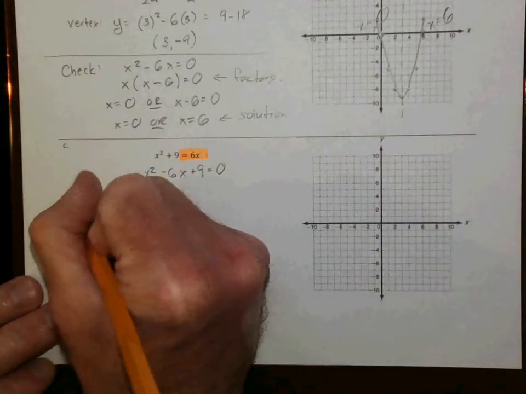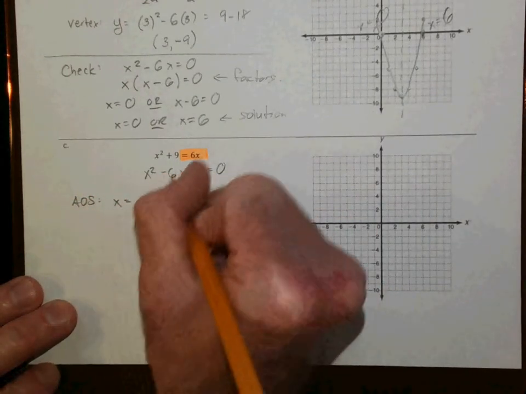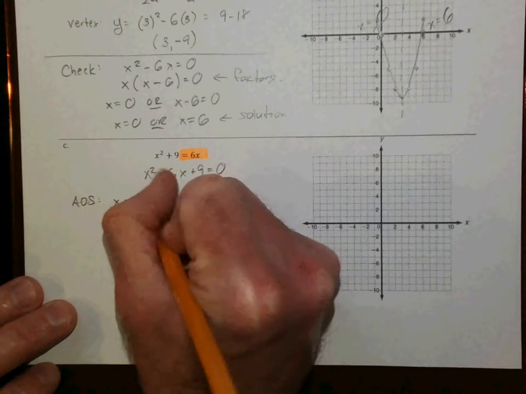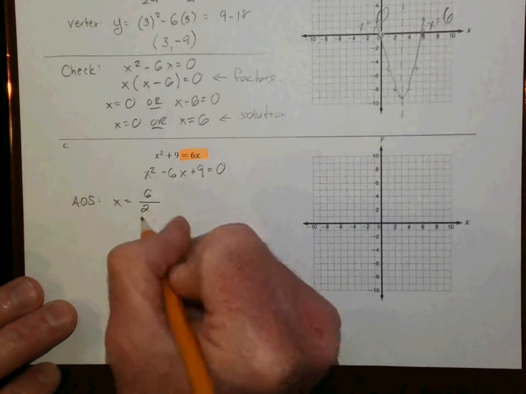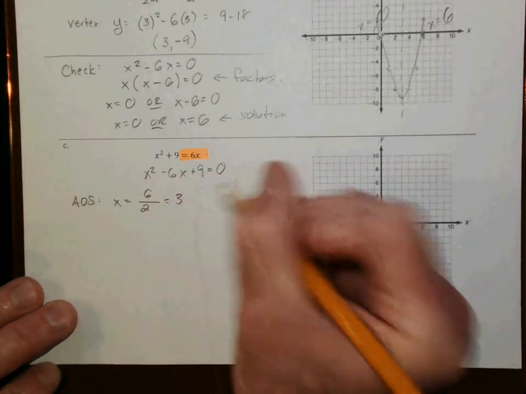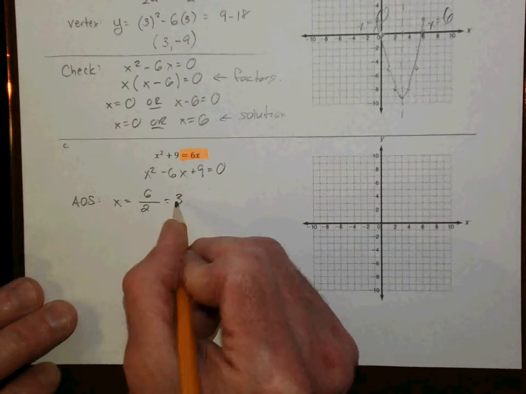So for the axis of symmetry, x is equal to the opposite of b. The opposite of negative 6 is a positive 6 over 2 times a, which is just going to be 2 times 1, or 2. So x is equal to 3. That's the x-coordinate of the vertex, and it is the axis of symmetry.